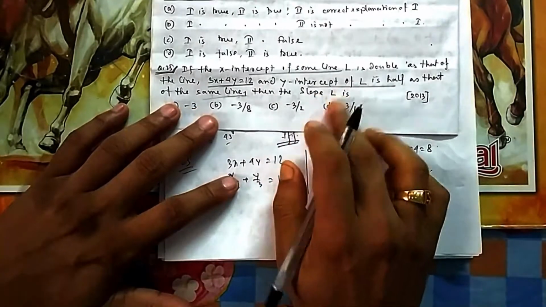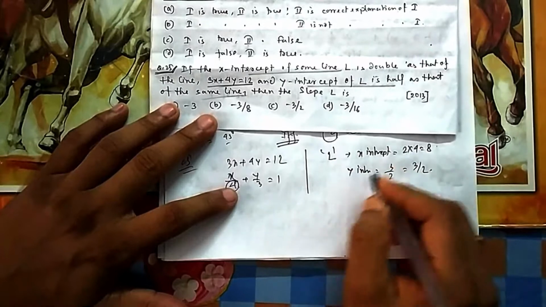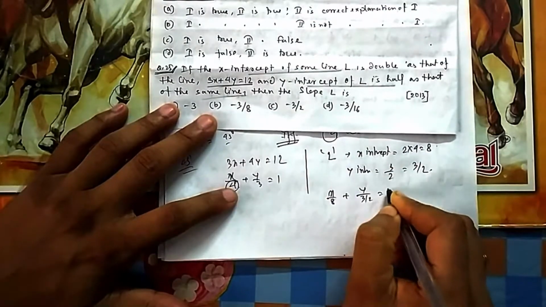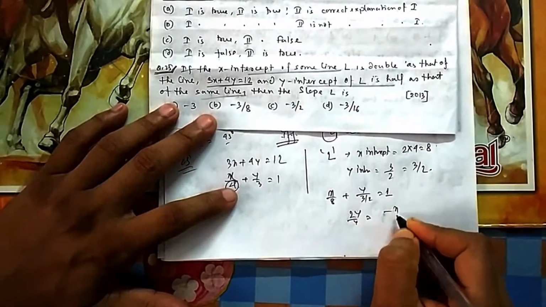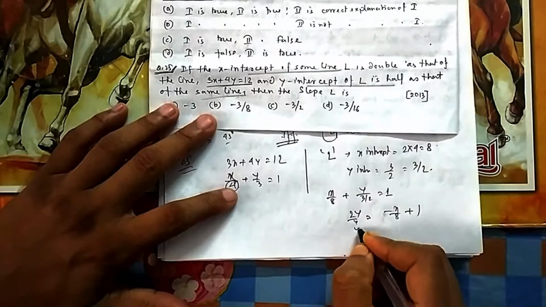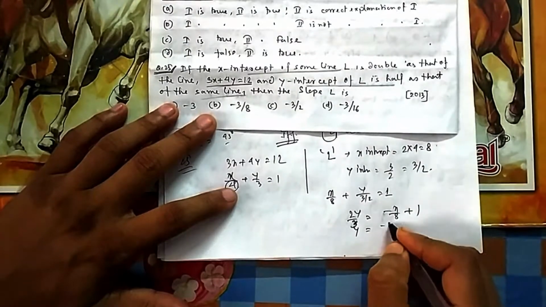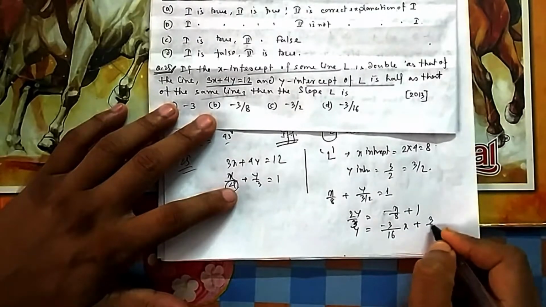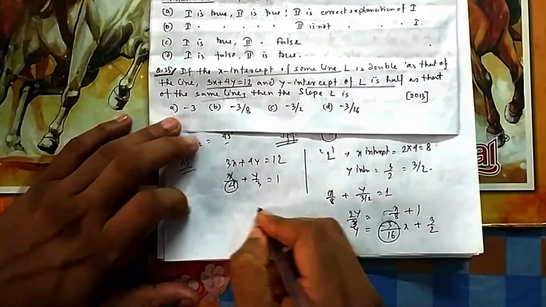So what is the slope of this line? You can now write this in equation format: x by 8 plus y by 3 by 2 equal to 1, and you can calculate 2y by 3 is equal to minus x by 8 plus 1. So y is equal to, if you multiply by 3 by 2, minus 3 by 16 x plus 3 by 2. So what is the slope? Minus 3 by 16. So that is your option D.